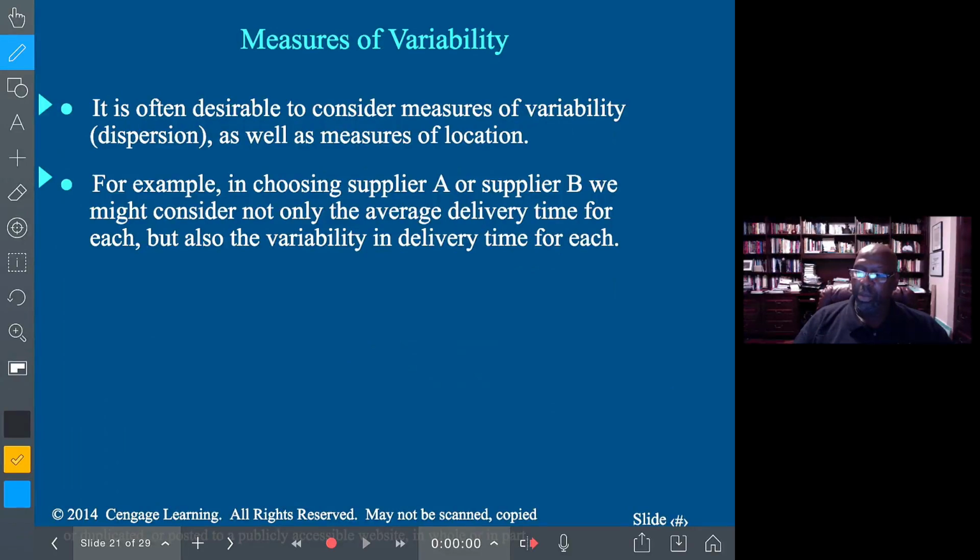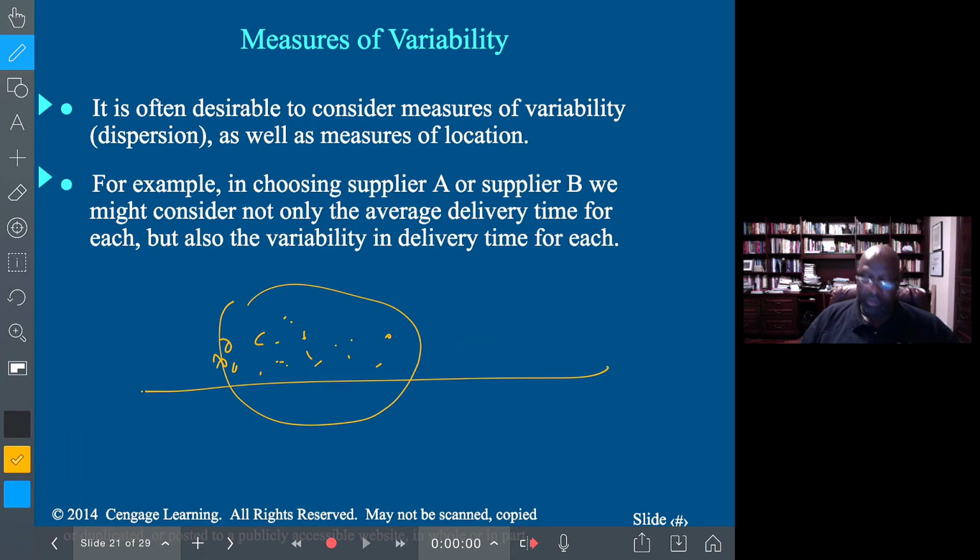In this video, we're going to explore measures of variability. While we are concerned about where the values in our data are located, if I were to draw, for example, a graph almost like a dot plot, we're interested in where the numbers are clustered. But in addition to that, we are also interested in the spread of the data, just how much spread there is from here to here.